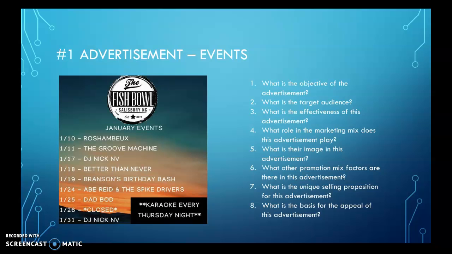And then the basis for the appeal. Your point is to please the customer ultimately. This ad won't please anyone if it is just copy. You need to stand out. You need to be unique and individual. And we'll talk about that in the new advertisement.